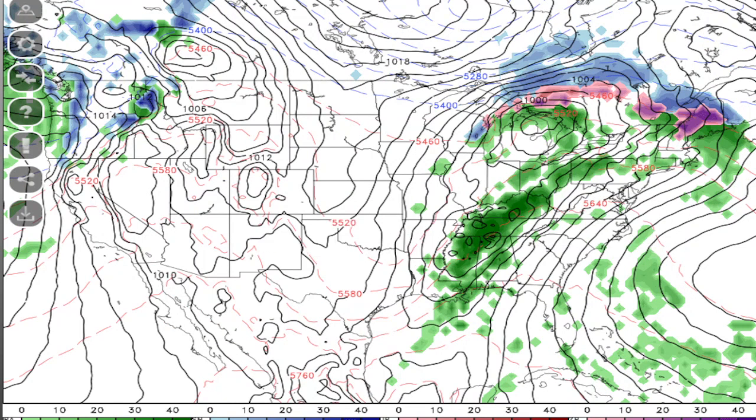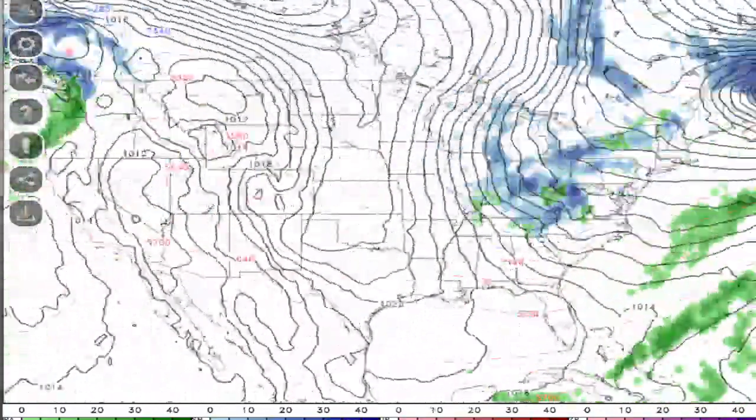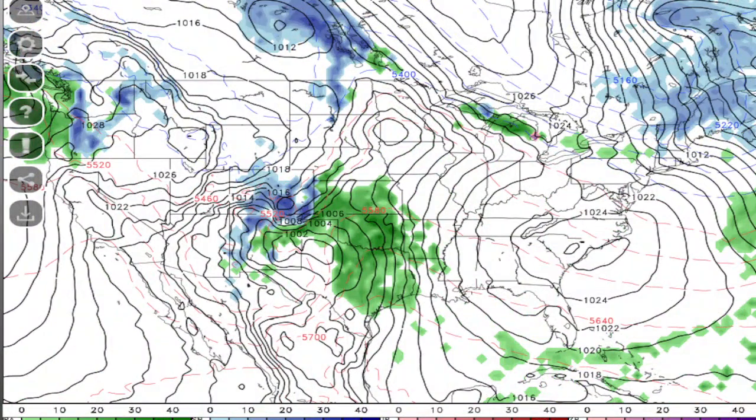I'll try to get another video out, and we'll try to go through some of these systems, what types of lows and highs and stuff like that, and get a little bit more into the meteorology side of it, and into the weather books.